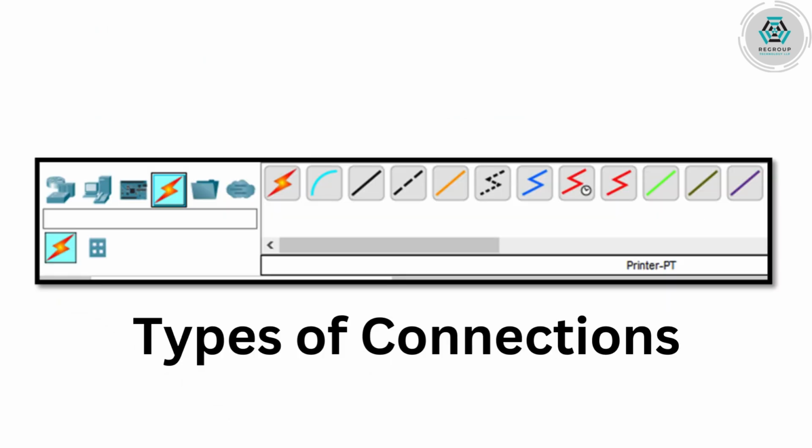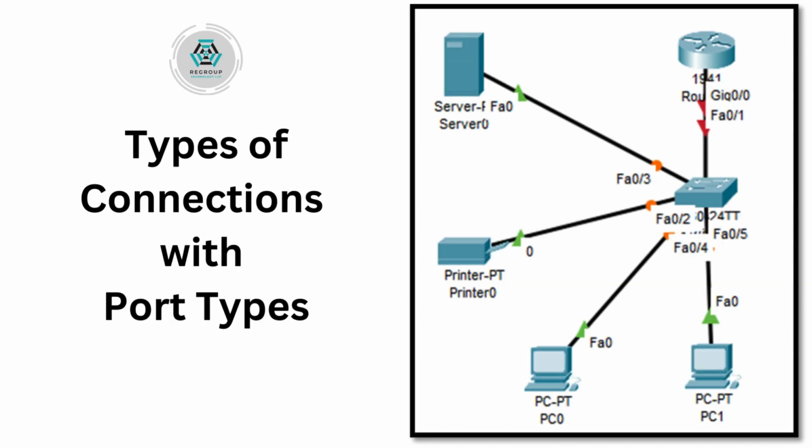These cables ensure proper connectivity and data transmission within various network setups, supporting both wired and wireless environments. Types of connections, use different types of cables depending on the devices being connected. Common cables include copper straight through, copper crossover, fiber optic, and serial cables. Port types, devices have specific ports such as Ethernet, Fast Ethernet, Gigabit Ethernet, serial, and console ports. Ensure you connect the correct ports to establish a proper link.